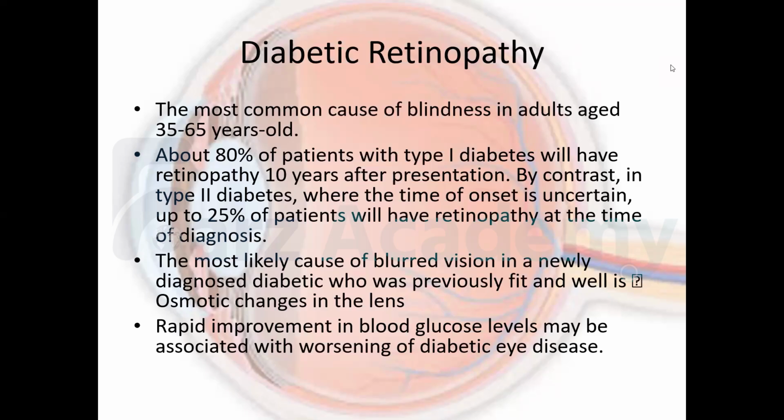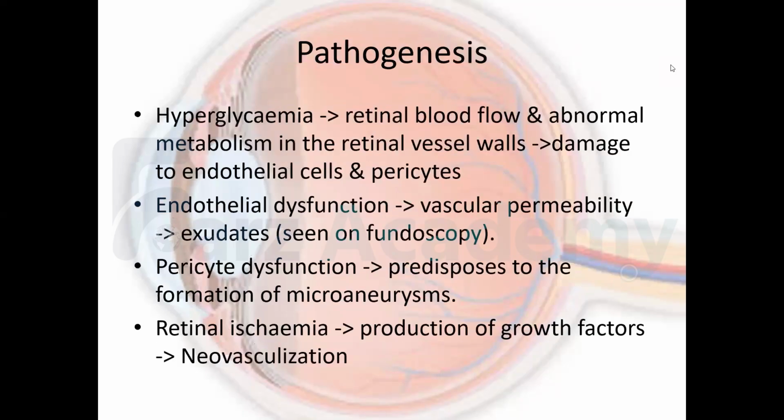Okay. The most likely cause of blurred vision in a newly diagnosed diabetic who was previously fit, you will have to think of osmotic changes in the lens, that is the lens edema. Never always think of diabetic retinopathy because it happens with progression of the disease. In a newly diagnosed patient with sudden blurring of vision, think of lens edema. Rapid improvement of blood glucose level may be associated with the worsening of the diabetic eye disease, mainly because of osmotic changes.